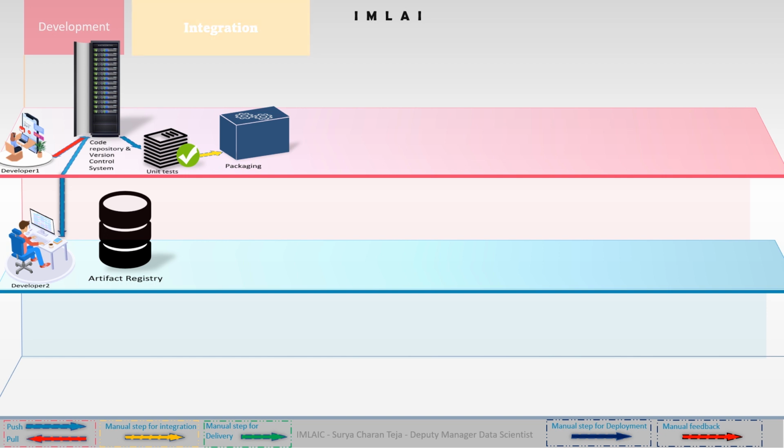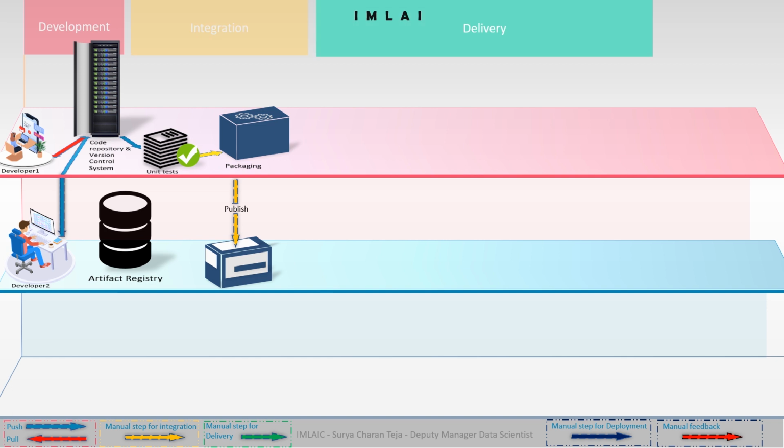Now it's time to publish this package, to push it into the artifact registry. So now we are pushing this package into the artifact registry, and you have a safe place to store your packages. That is our artifact registry. So the integration part of DevOps is done.